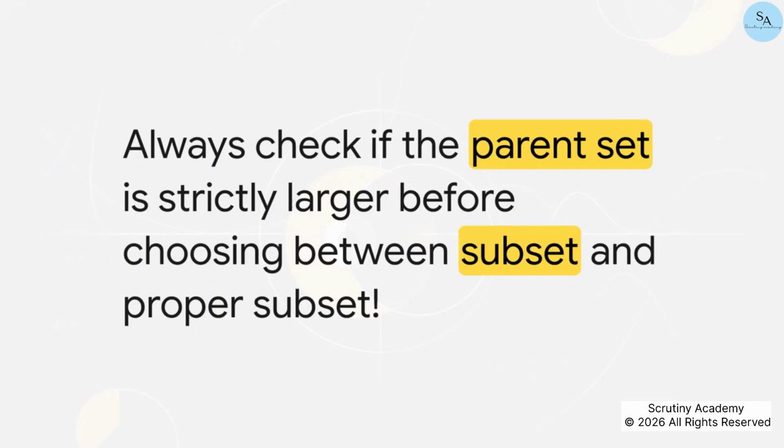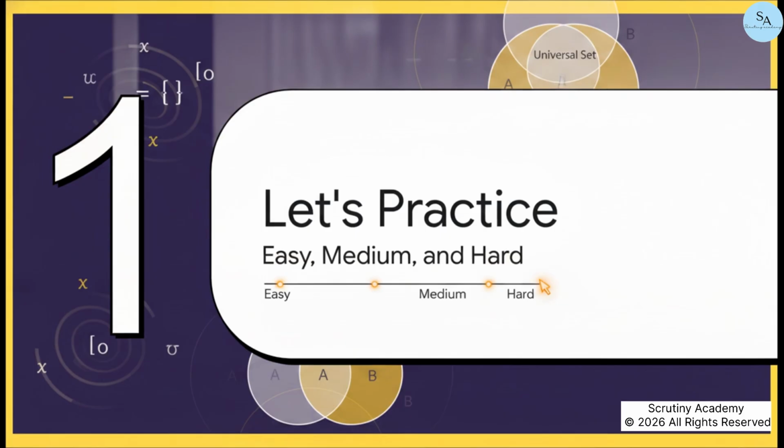Okay, pay close attention here, because this is a massive exam alert. The most common mistake I see students make under exam pressure is mixing up these two symbols. They panic and they just guess. Don't do that. Always pause and ask yourself, does the parent set definitely have more items? If the answer is yes, it's a proper subset, just the sideways U. No line underneath. Let's practice. Easy, medium, and hard examples.